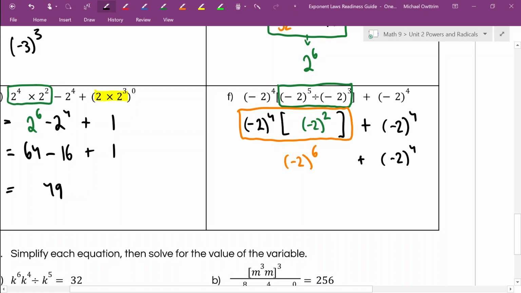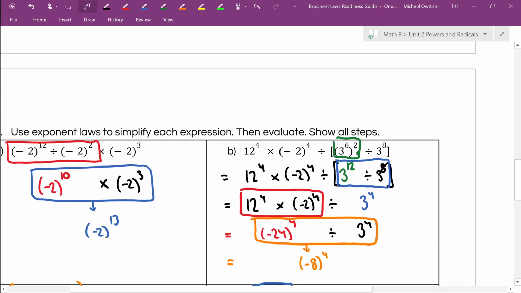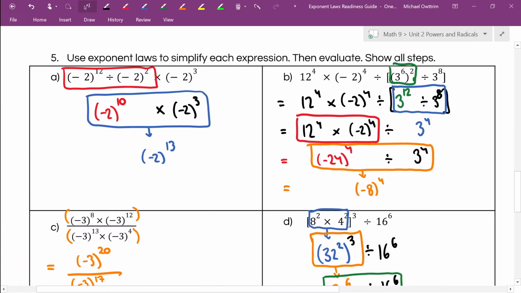And from here, we're going to go ahead and just evaluate. Now, you might notice that we already did these calculations, because negative 2 to the 6 is going to be positive 64, and negative 2 to the 4 is positive 16. 64 plus 16 gives me 80 overall. Now, I do believe we were asked to evaluate some of these earlier ones. So simplify, then evaluate. So we would want to go ahead and do that for our different problems here.